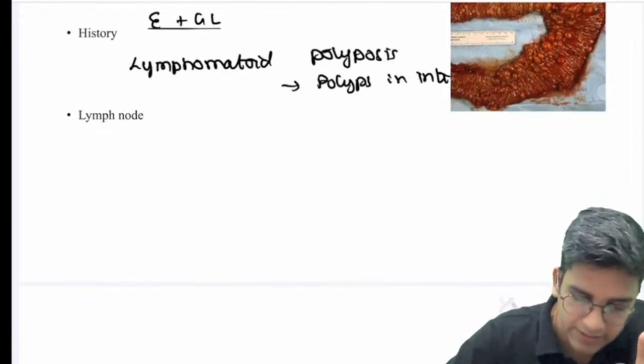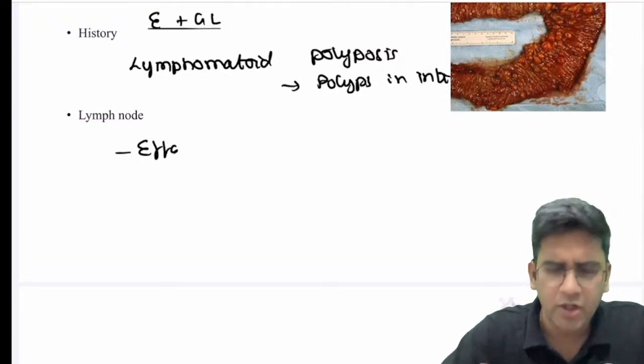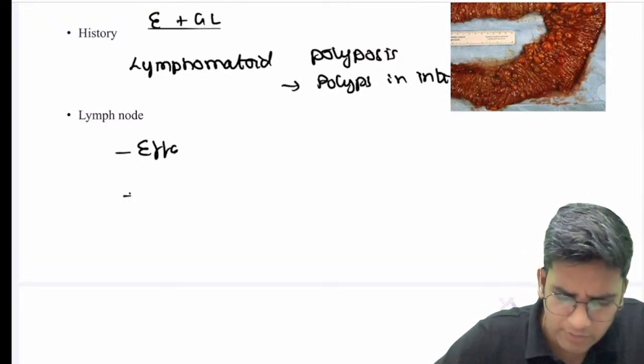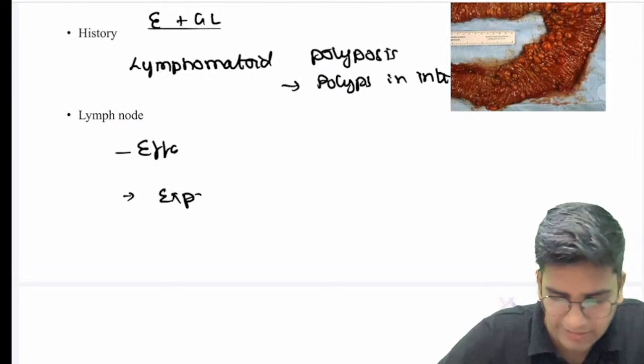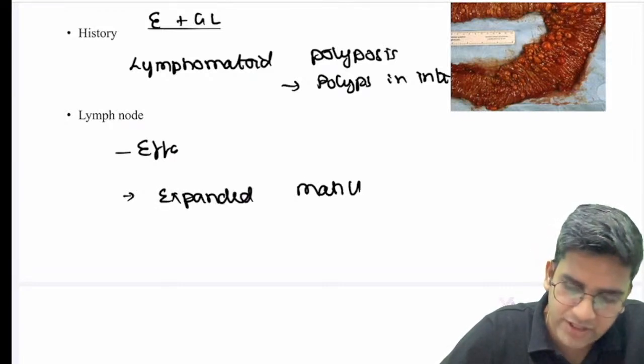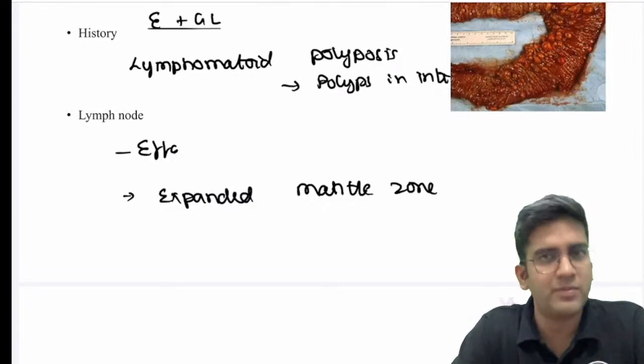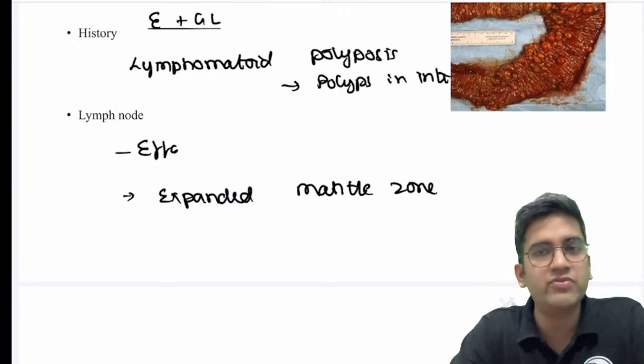Fine. Again here, effaced architecture is classical for every lymphoma. Obviously the mantle cell lymphoma, right? So one more finding is an expanded mantle zone. Expanded mantle zone and an effaced architecture of the lymph node is diagnostic of a lymph node finding in case of mantle cell lymphoma. Go with templates. It's very easy to fill the template.